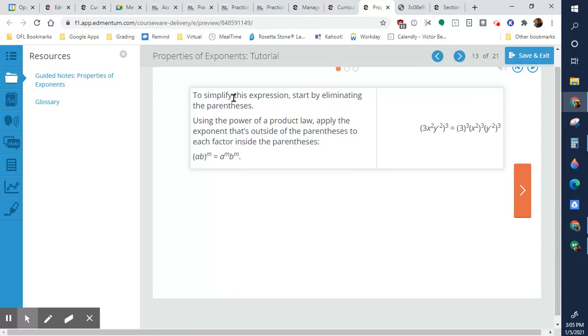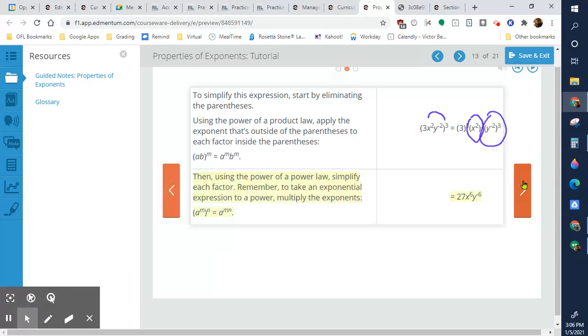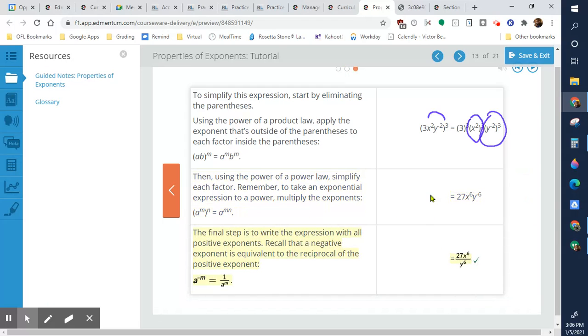All right, so let's take a look at this. To simplify this, if you look here, see how they distributed that 3? They took this 3 and they went 3 to the third power, x squared to the third power, and y squared to the third power as well. So they're distributing it. Now they're going to do the math. What's 3 times 3 times 3? It's 27. What is 2 times 3? It's 6. What is 2 times 3 again? That's also 6.